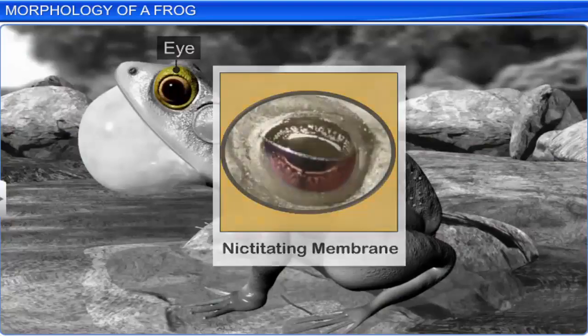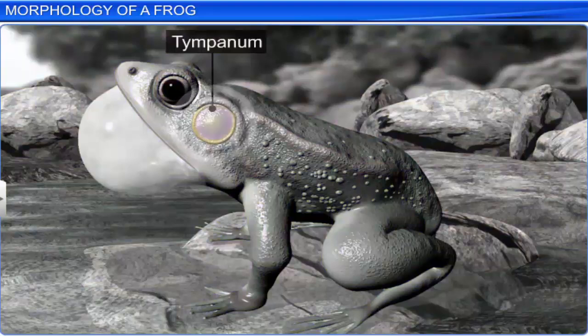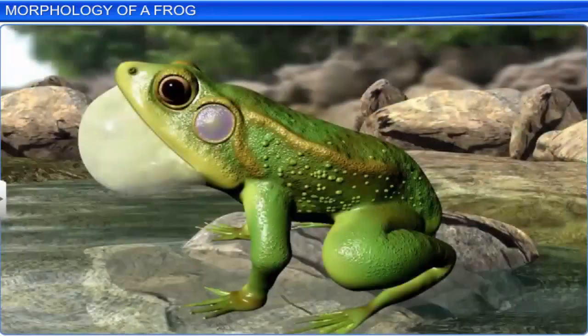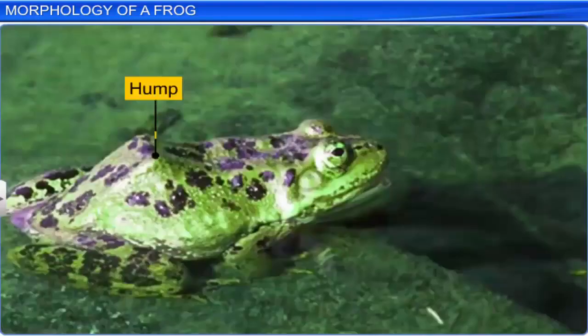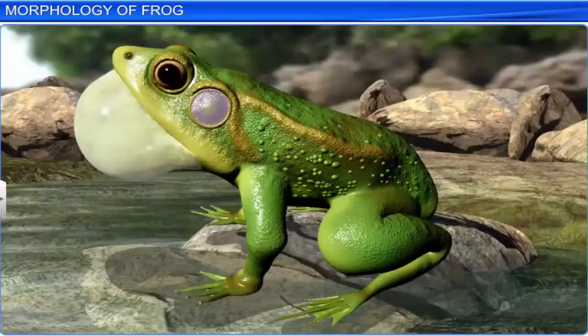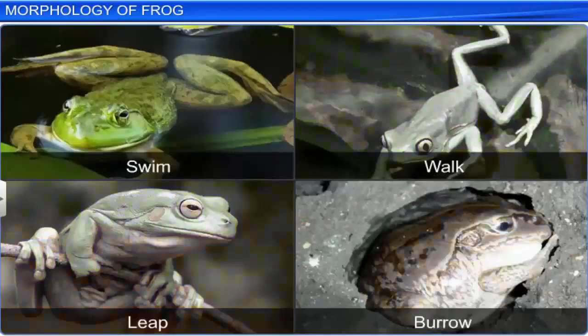Behind the eyes is a pair of membranous tympanum, which receives sound signals. The head is attached to the trunk, which is a broad structure that usually shows a hump in the sitting posture. It bears two pairs of limbs, forelimbs and hind limbs, that help to swim, walk, leap and burrow.